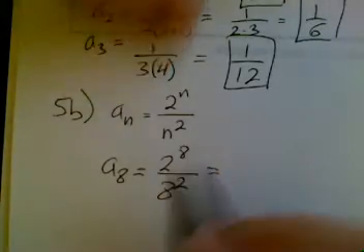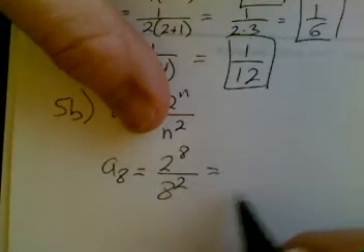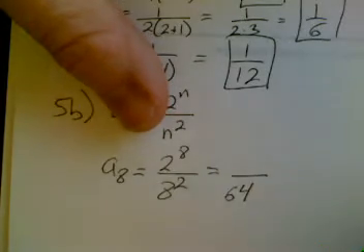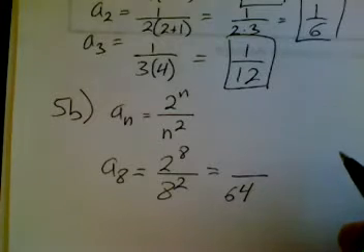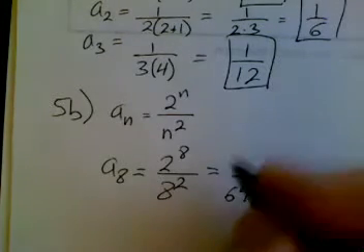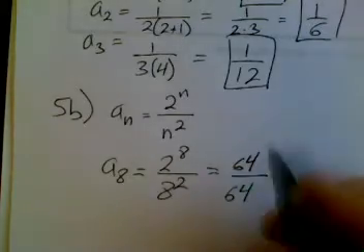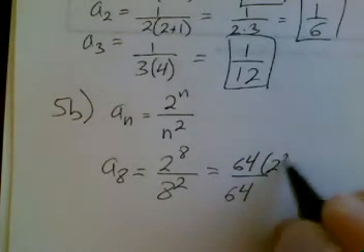So what is this going to be? Well, on the bottom, that's 8 to the power of 2. That's 64. And then on top, I have 2 to the power of 8. 2 to the power of 8, that's, well, 2, 4, 8, 16, 32, 64. And that's 64 at 2 to the 6th. So I have 2 more, don't I?